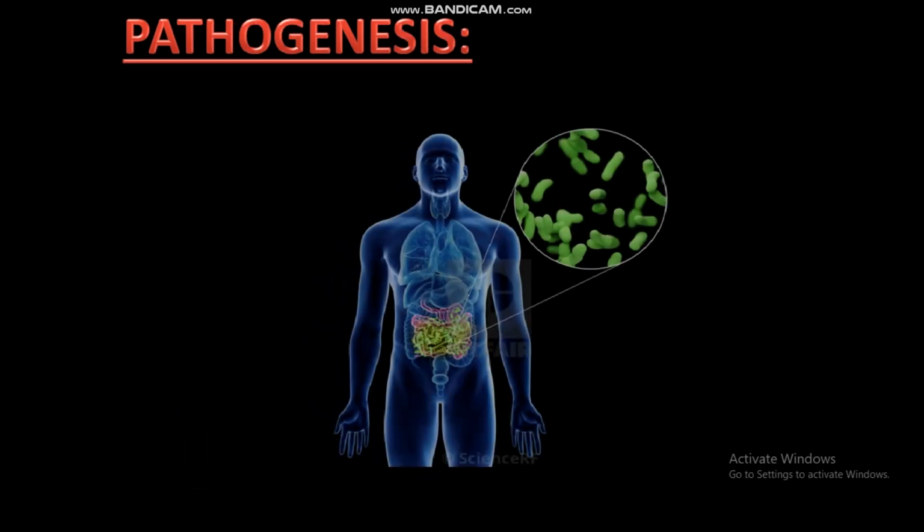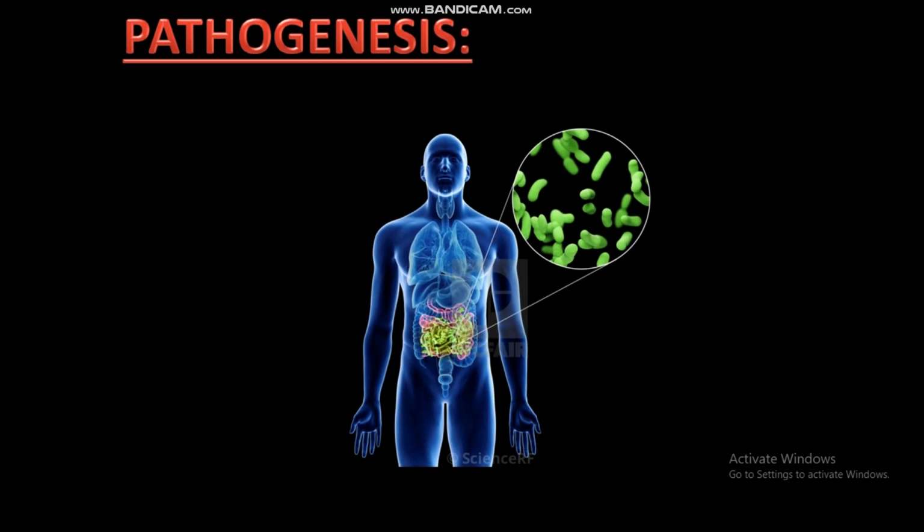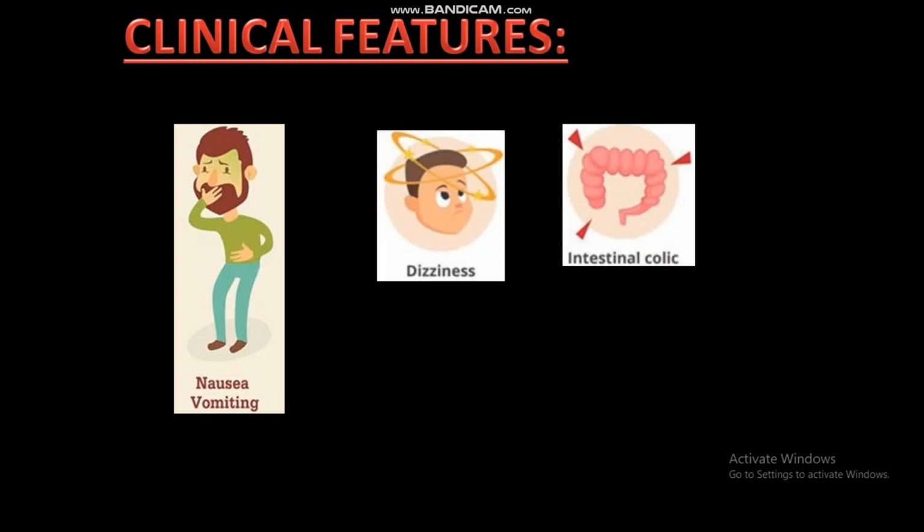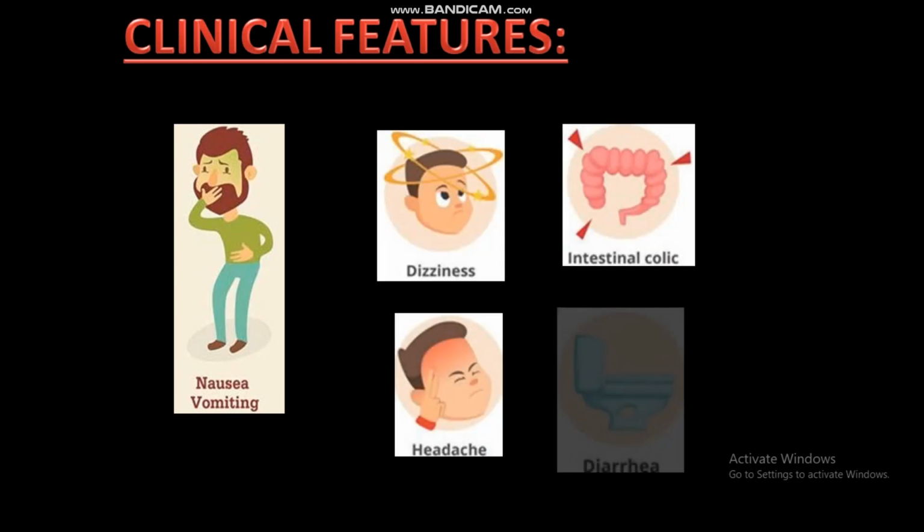Bacillus cereus is a foodborne pathogen that can produce toxins, causing two types of gastrointestinal illness: the emetic (vomiting) syndrome and the diarrheal syndrome. When the emetic toxin, cereulide, is produced in the food, vomiting occurs after ingestion of the contaminated food. Clinical features include nausea and vomiting, dizziness, intestinal colic, headache, and diarrhea.